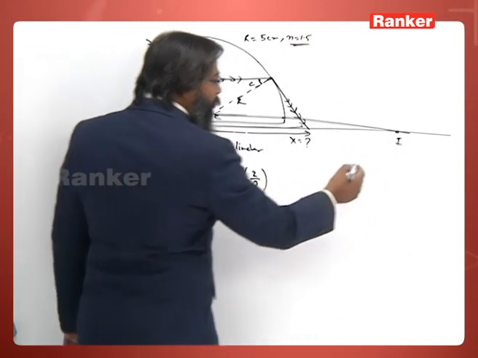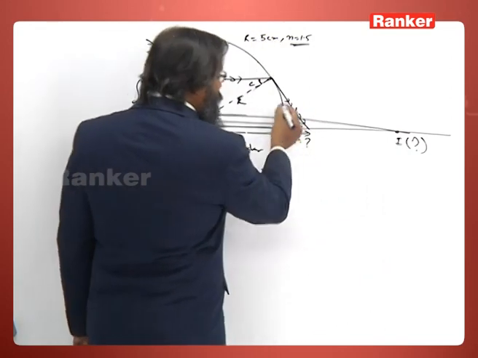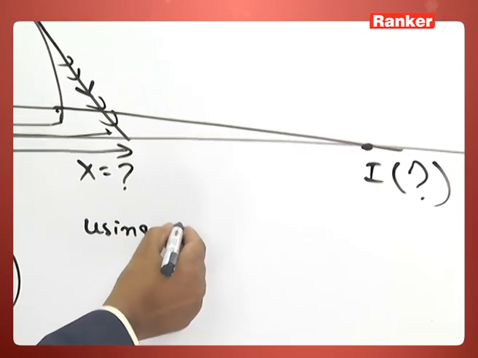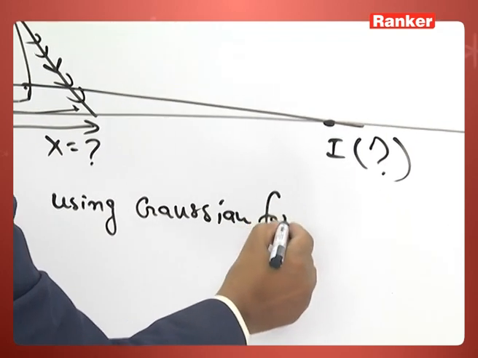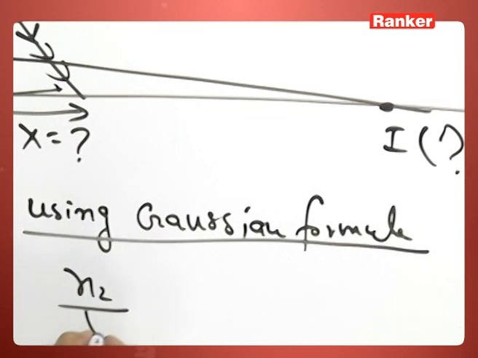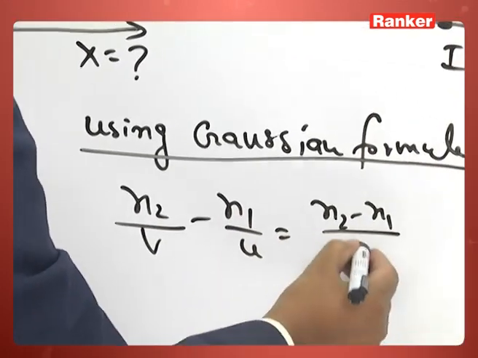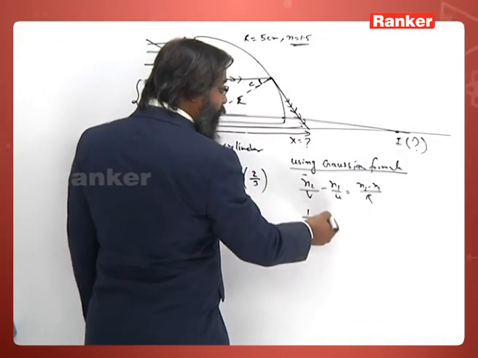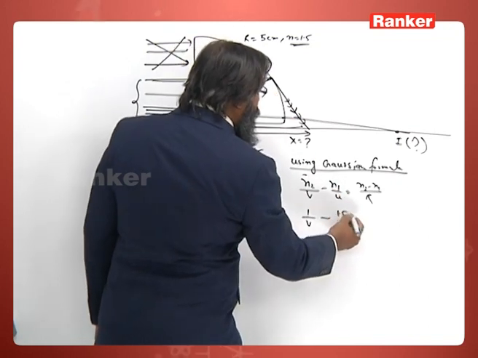To locate this image I, we require to use Gaussian formula here. So, using Gaussian formula for the single surface. Gaussian, that is N2 by V minus N1 by U is N2 minus N1 by R. Now what is N2? Air. So 1. What is V? That has to be determined. What is N1? This 1.5 by U.